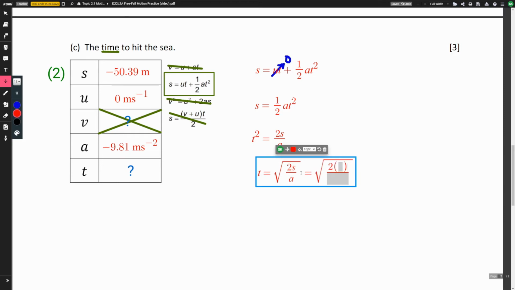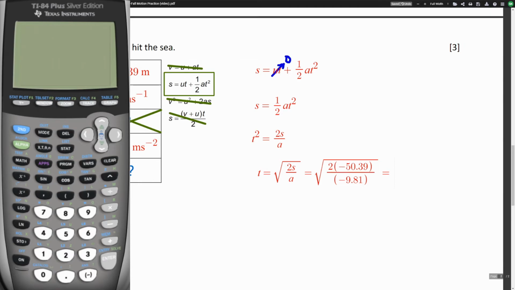First, we have the displacement, which is negative 50.39. And we have the acceleration, which is negative 9.81. Let's go grab our calculator and throw these numbers into the calculator. We'll do the square root first. Square root of, we'll open a parenthesis for the top, 2 times negative 50.39. Close the parenthesis for the top. Divide by the bottom, negative 9.81.